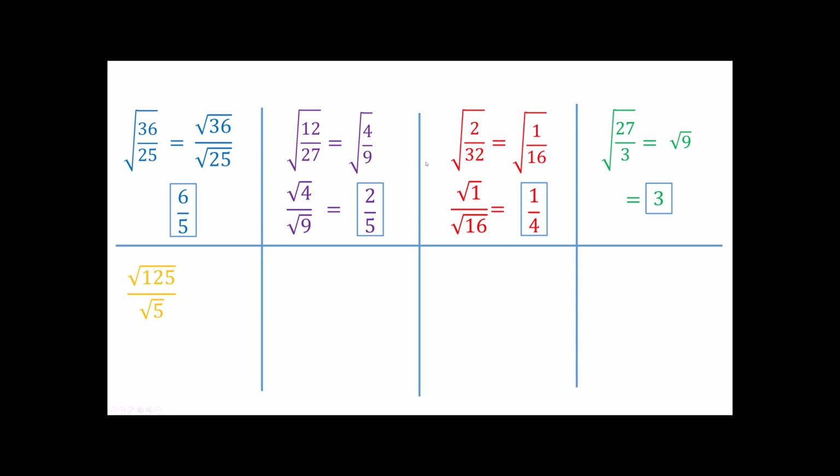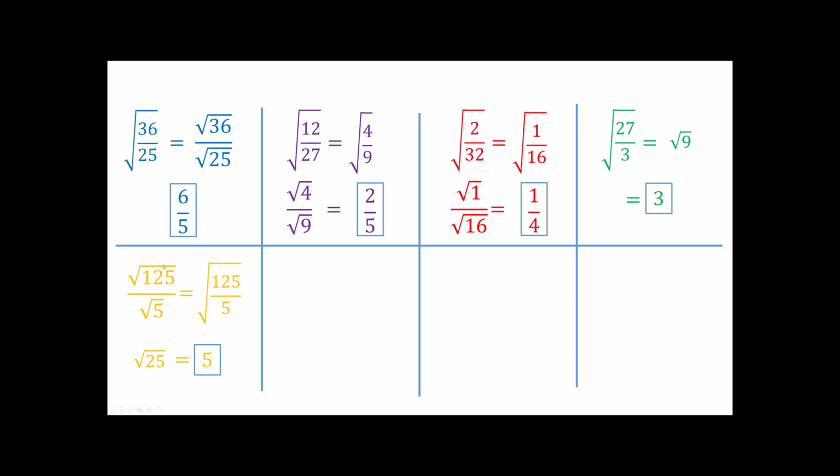Here's an example where, if you have a square root on the numerator and a square root on the denominator, it might actually be better to write it as a single fraction before you simplify it, because this is not a perfect square, this is not a perfect square. But if I turn it into a fraction and simplify, it becomes a perfect square. The square root of 25, of course, is 5.